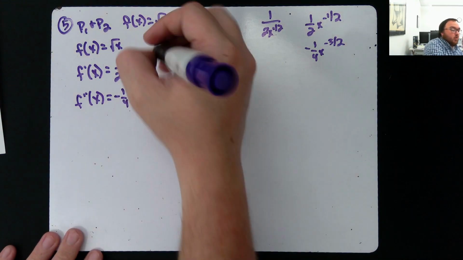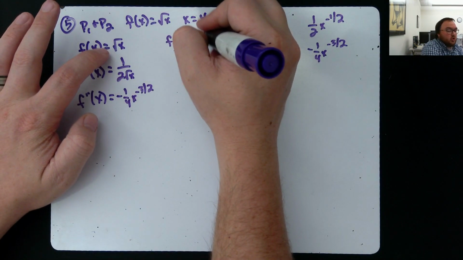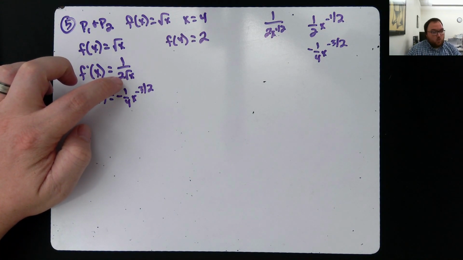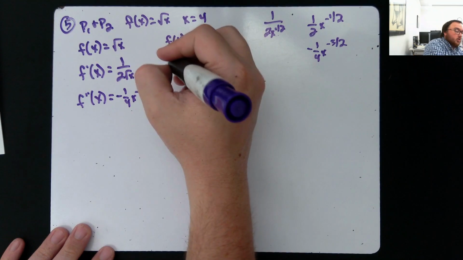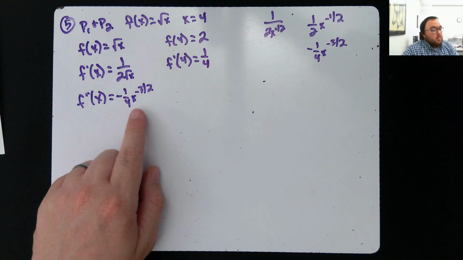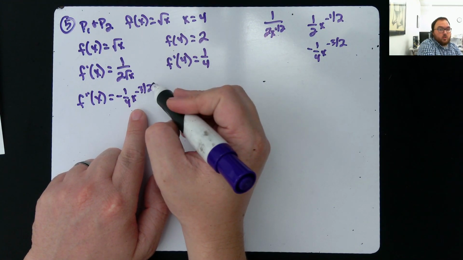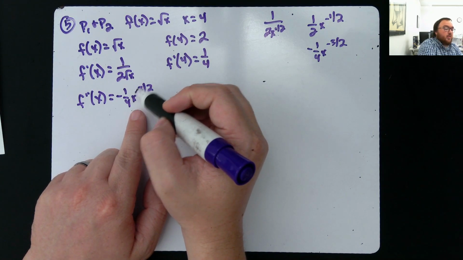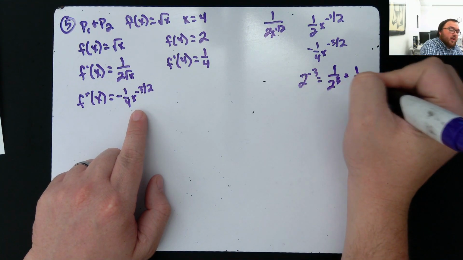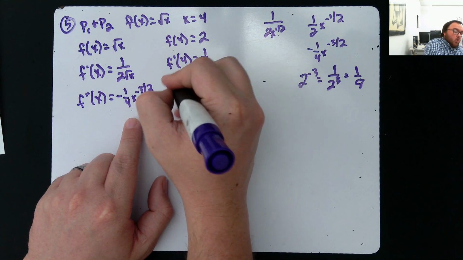I'm doing it at x equal to 4, so f of 4 is going to be the square root of 4. Square root of 4 is 2. 1 over 2 square root of 4. Again, the square root of 4 is 2. 2 times 2 is 4. So this is 1 over 4. Plug in a 4 right here. Again, the power of 1/2 means I'm doing the square root. Square root of 4 is 2. 2 to the negative third is like 1 over 2 to the third, which is 1/8. 1/8 times negative 1/4 is negative 1 over 32.